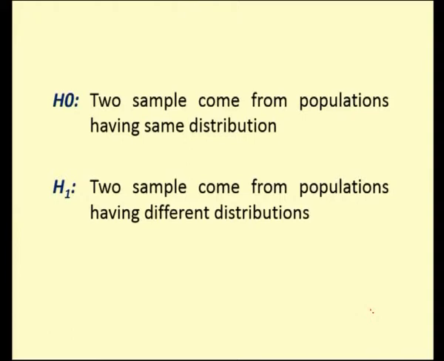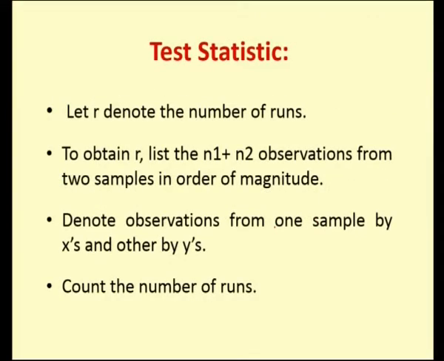We define the hypotheses: H0, the two samples come from populations having the same distribution; H1, the two samples come from populations having different distributions. So what is the test statistic? Let R denote the number of runs. I have taught you how to find the number of runs. To obtain R, list the n1 plus n2 observations from the two samples in order of magnitude. Denote the observations of one sample by x and the other sample by y, some sort of symbol. Count the number of runs.